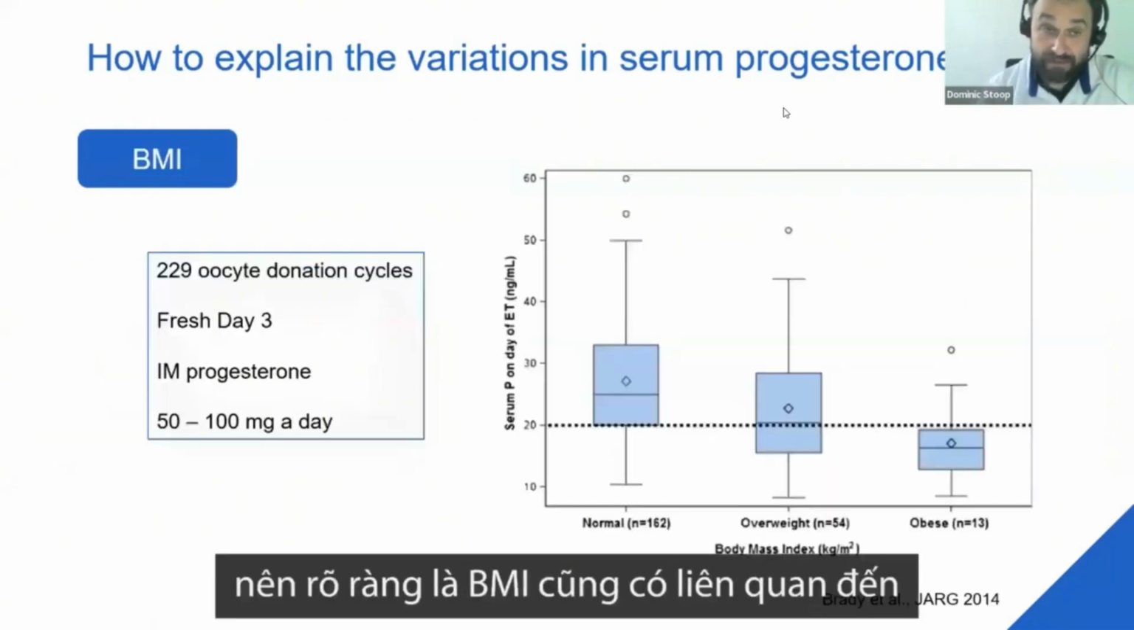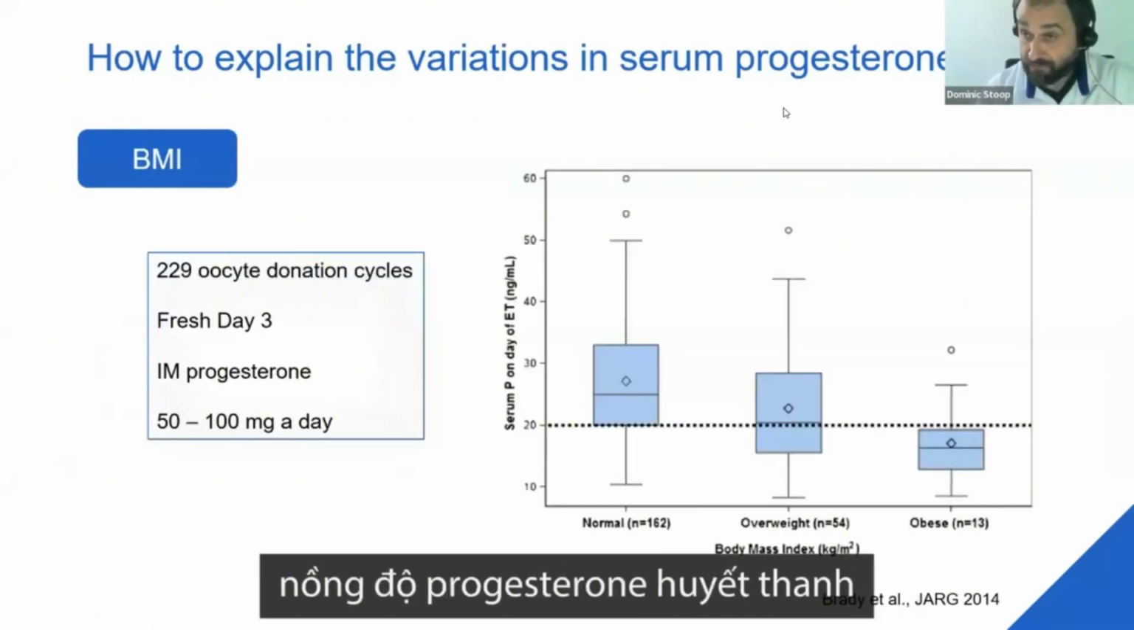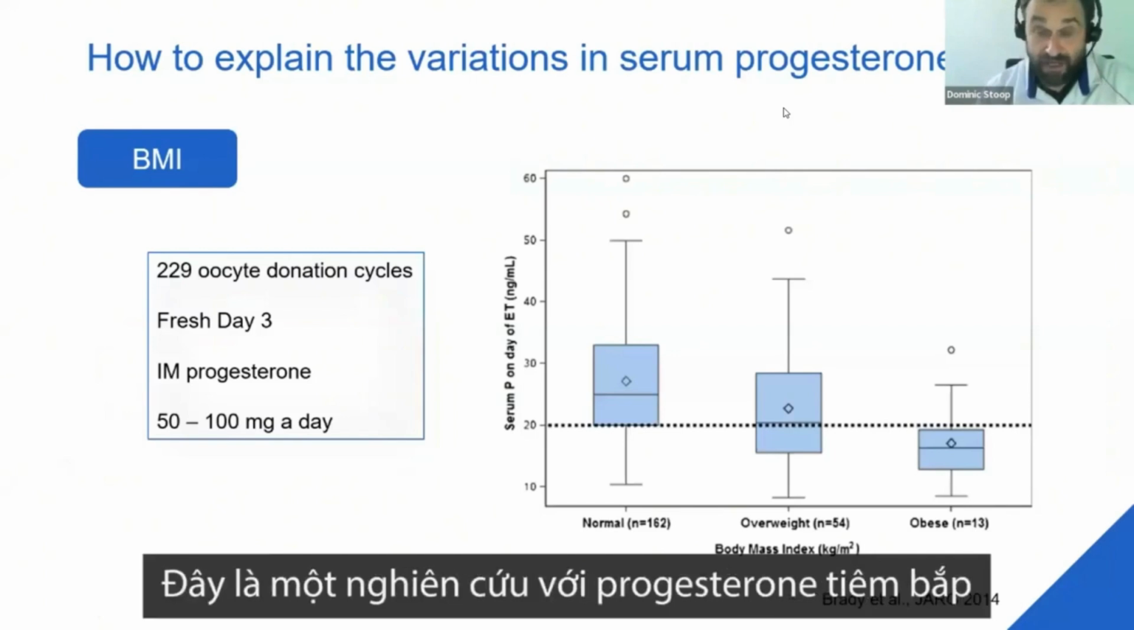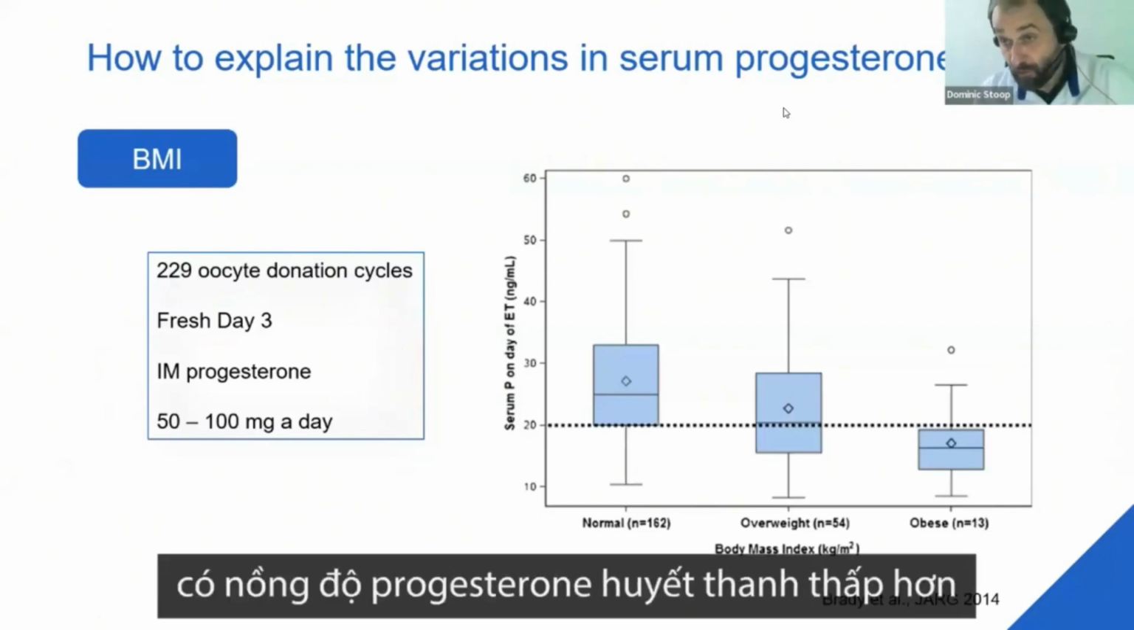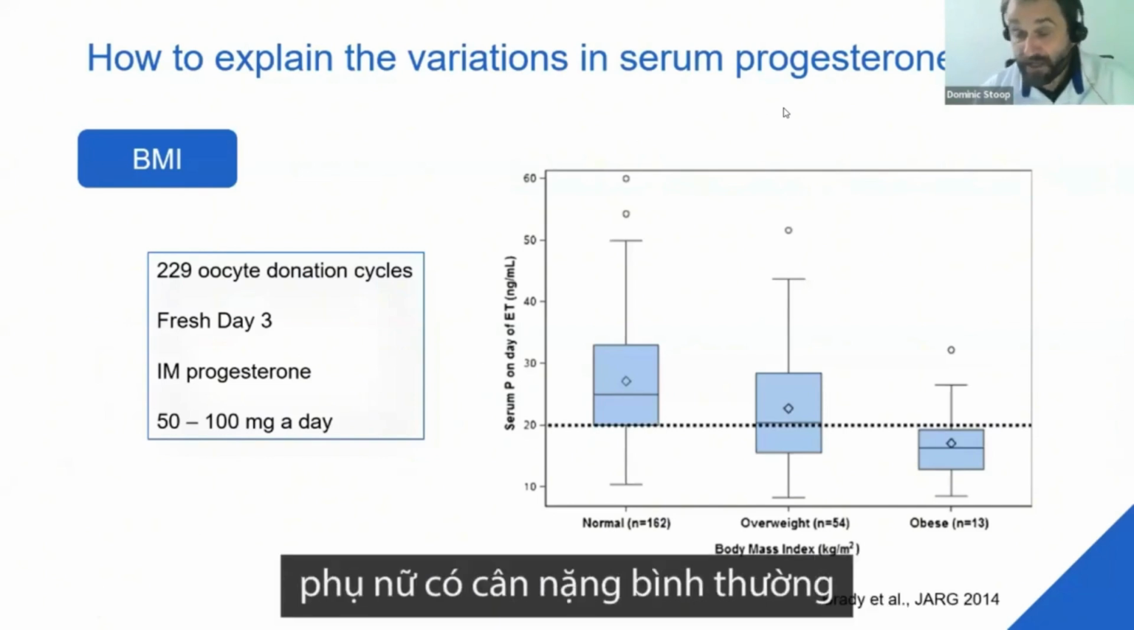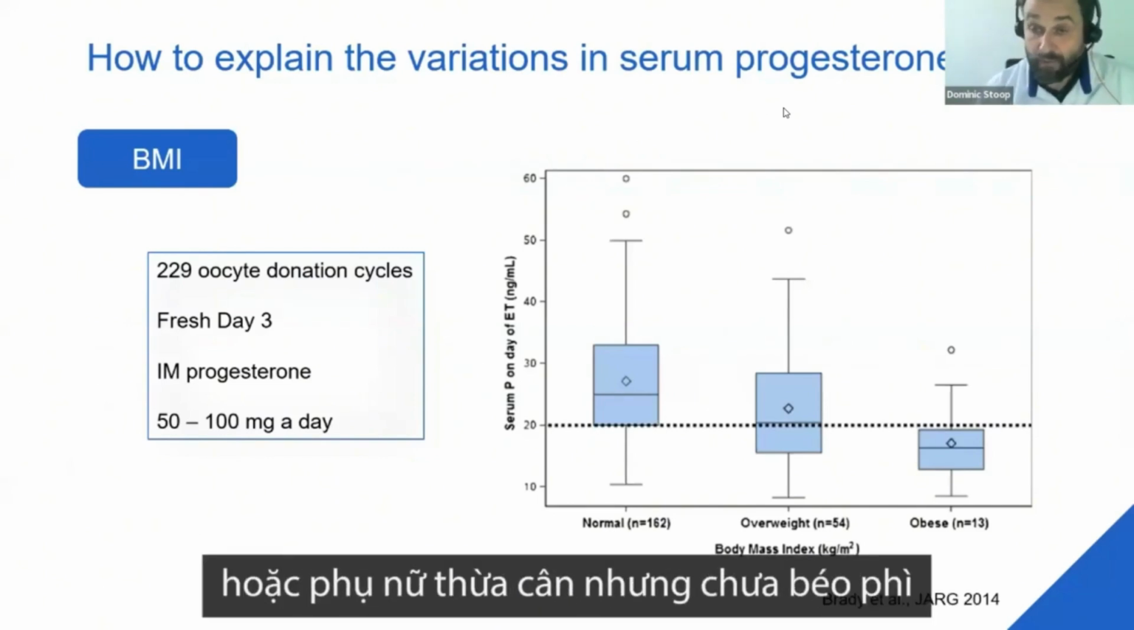As weight is related, BMI is also related, obviously. So this study, this is with IM progesterone. Women who are obese tend to have lower progesterone levels in their serum than women with normal weight or women with overweight, so without obesity.